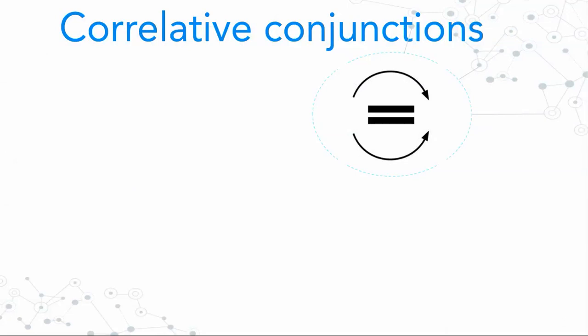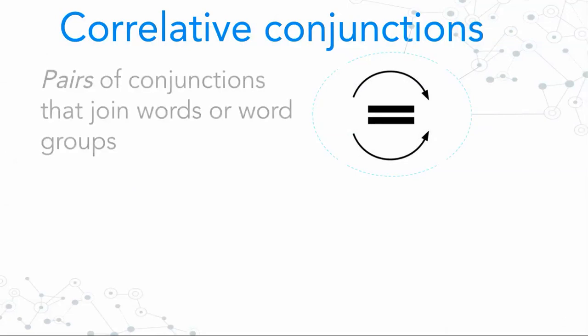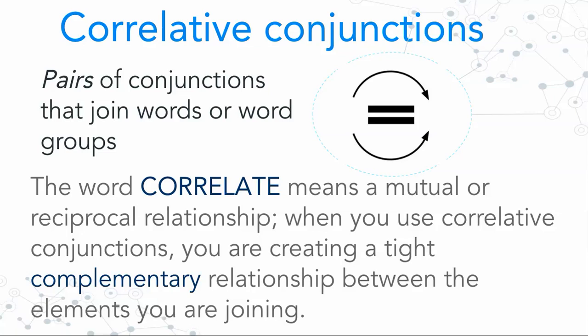The next type of conjunction is the correlative conjunction. These are pairs of conjunctions that join words or word groups. The word correlate means a mutual or reciprocal relationship. When you use correlative conjunctions, you're creating a tight complementary relationship between the elements you're joining, because there are two words that are linking them together. It's kind of stronger glue than a coordinating conjunction. You can think of coordinating conjunctions like Elmer's glue and correlative conjunctions more like super glue.